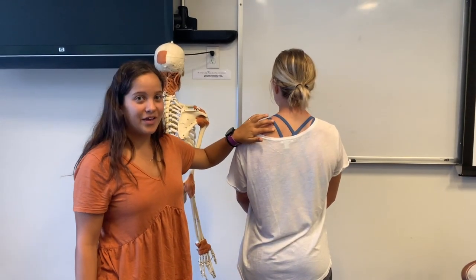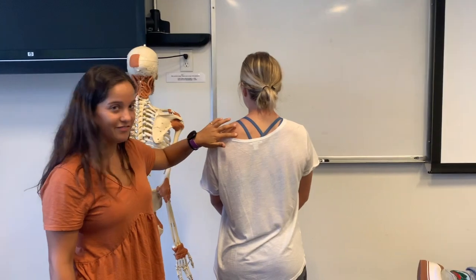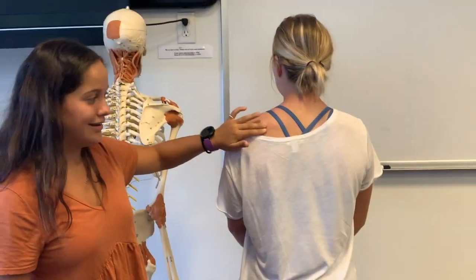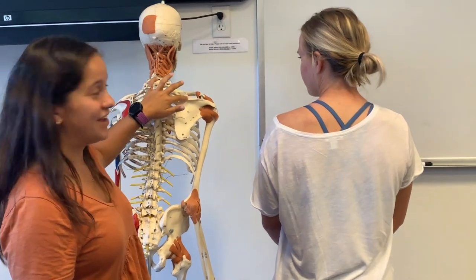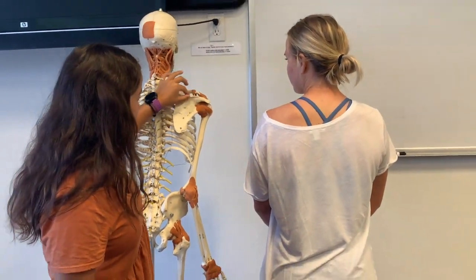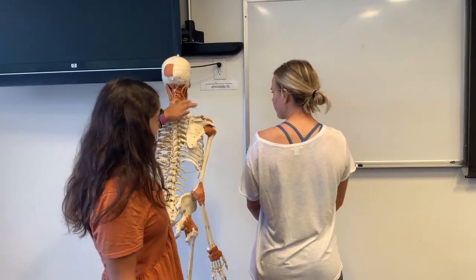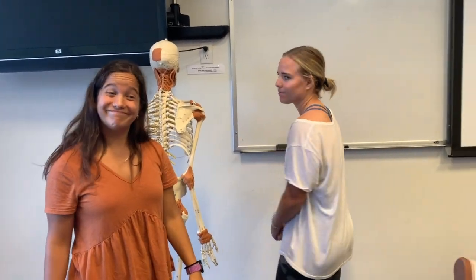So here we have the scapular spine right here, and you can see it palpated right here on Haley, and then also here on our skeletal friend. And it serves as the point of attachment for the supraspinatus and infraspinatus. Okay, so that's right. Point of attachment, right?